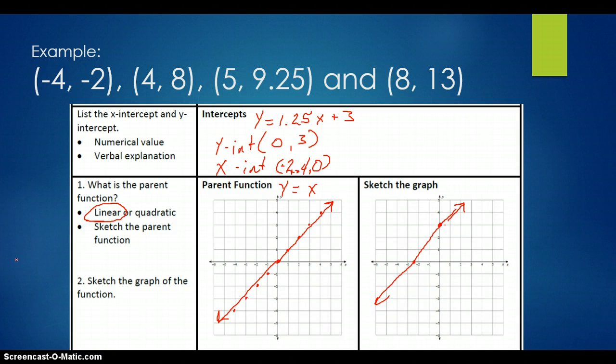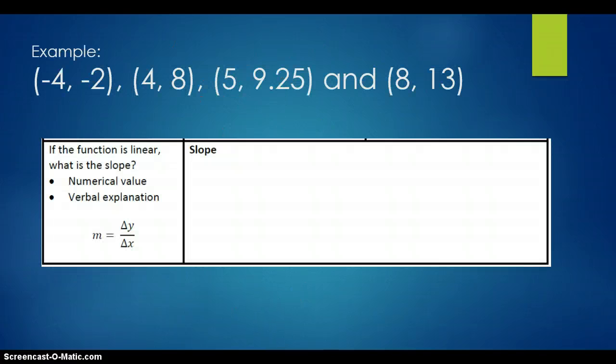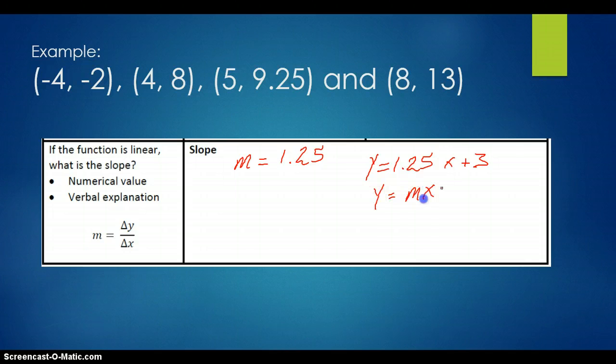There's only one more thing left on this page, and even though it's taken us a while, it's all very straightforward. It's nothing that we don't know how to do. The only thing left is to find the slope. And we know from our equation that our slope is 1.25 because it's in slope-intercept form. This is the slope, and this is the y-intercept.